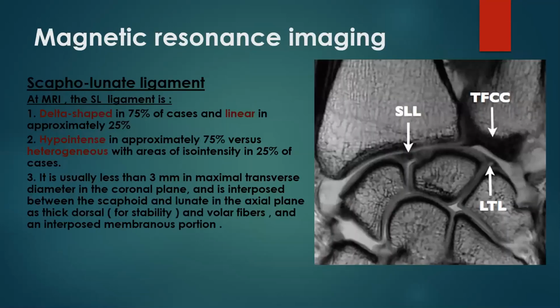MRI of the ligaments. Scapholunate ligament. At MRI, the scapholunate ligament is delta-shaped in 75% of cases and linear in approximately 25%. It is hypointense in approximately 75% versus heterogeneous with areas of isointensity in 25% of cases. It is usually less than 3 millimeters in maximal transverse diameter in the coronal plane and is interposed between the scaphoid and lunate in the axial plane as a thick dorsal portion for stability, volar fibers, and an interposed membranous portion.